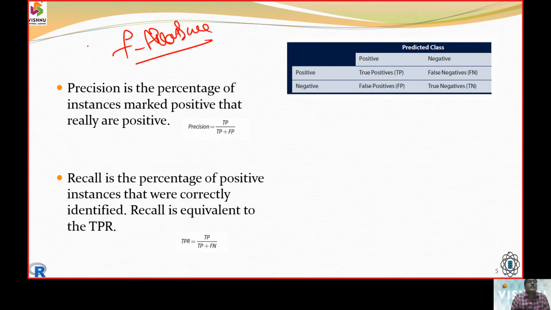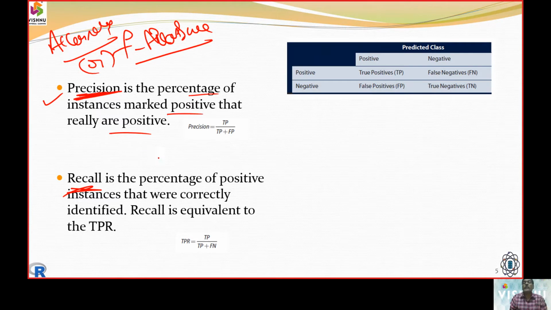Accuracy, we call it as F measure. To compute accuracy and F measure, we involve two renowned terms, one called precision and another called recall. Precision computes the percentage of instances marked as positive that are really positive. The really positive elements are true positives and false positives.